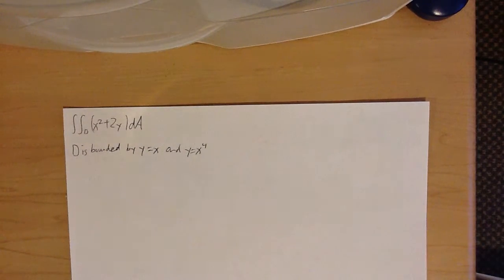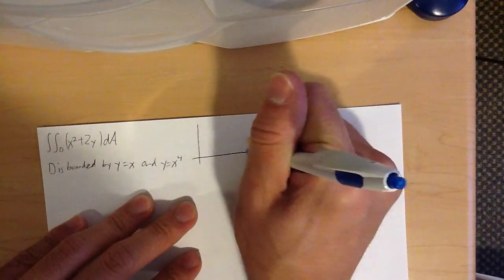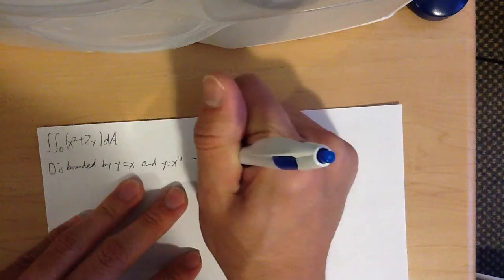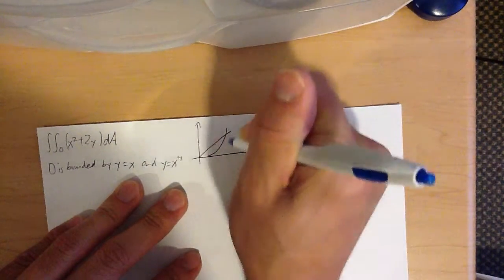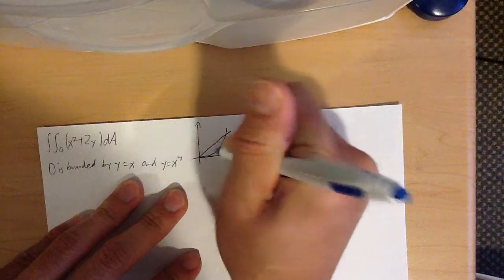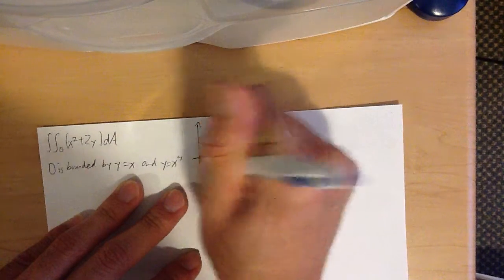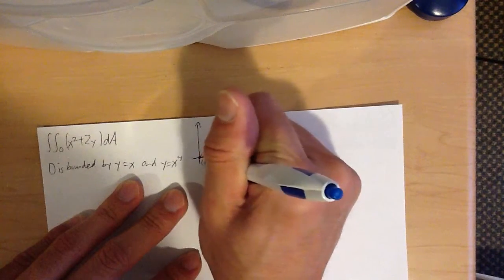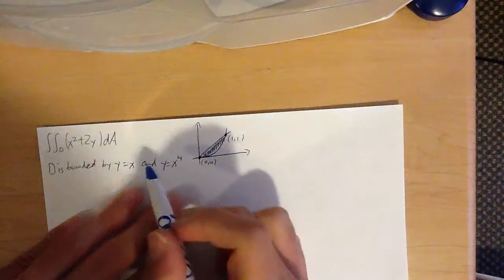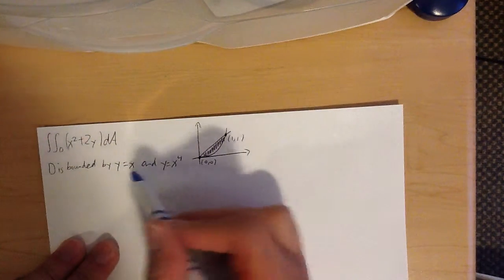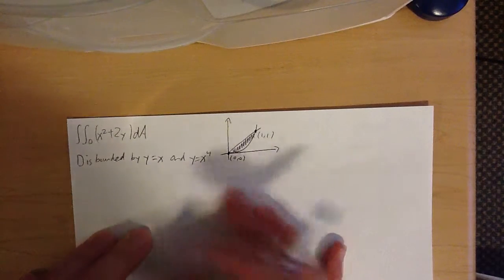Okay, so first of all, let's draw the region out. So y equals x looks like a straight line, and y equals x to the fourth is like a parabola, something like that. And this is your region D. It's probably helpful to get these points of intersection. So over here is 0, 0, and then over here would be 1, 1. You could solve the system of equations, or you could just simply do a little plug in and check.